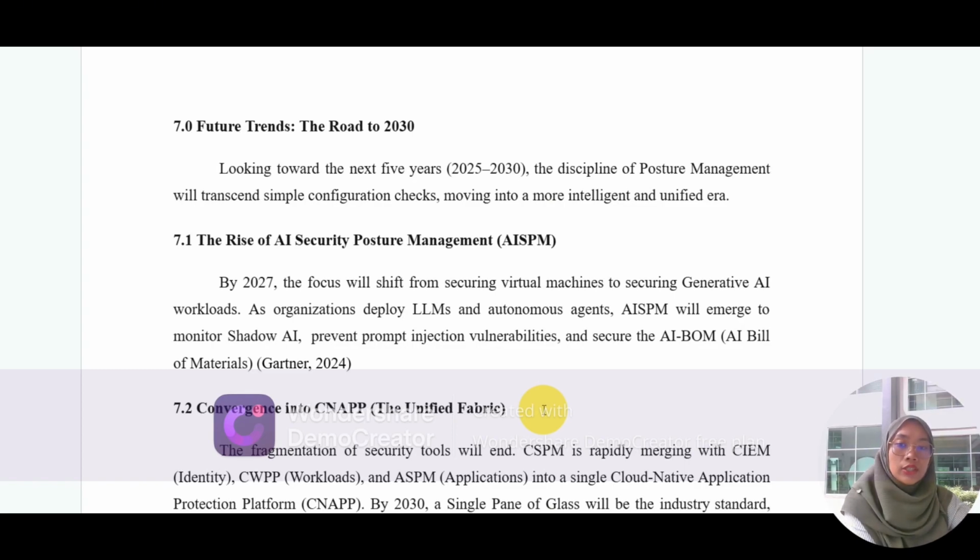In summary, the transition from legacy security models to CSPM-centric architectures is not just a technical upgrade, as this is a paradigm shift towards autonomous, self-healing security infrastructure.